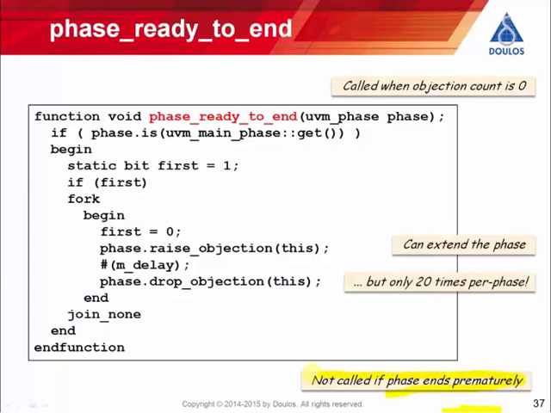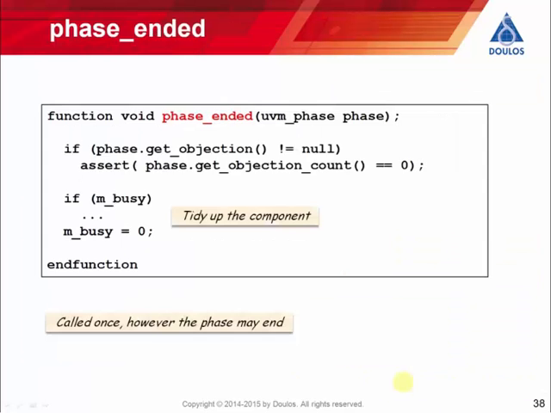not called if the phase ends prematurely. So if you jump out of a phase before the phase comes to a natural conclusion, then phase ready to end doesn't get called. Whereas phase ended does. So phase ended is called once, however the phase ends. So if you kill the phase, kill the processes in the phase, jump out of the phase, whatever you do, phase ended is always called once at the end of the phase, and you don't get any second chances.